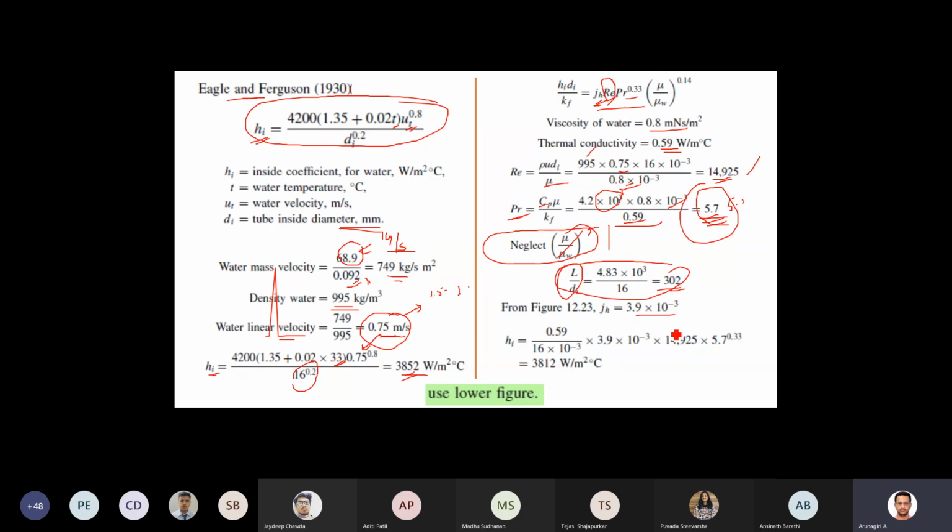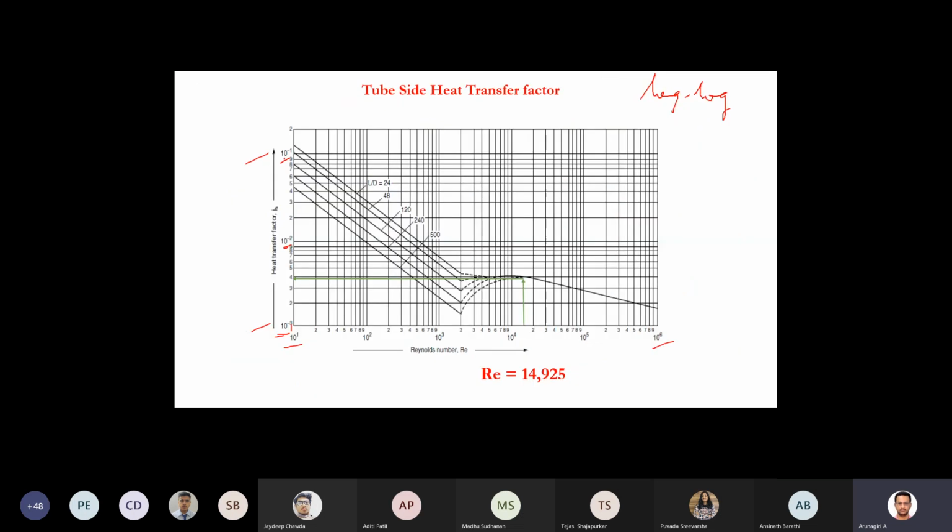So calculate the JH value, then substitute here and find out the heat transfer coefficient. Here JH is 3.9 into 10 power minus 3, your Reynolds number is 14925, Prandtl number is 5.7 power 0.33. kf, the thermal conductivity of the fluid, is 0.59. di is the diameter of the inner pipe, that is 16 into 10 power minus 3. This is 3812. Now you compare these two values. Almost the same. Here 3852, here you have 3812. So you can take 3812.